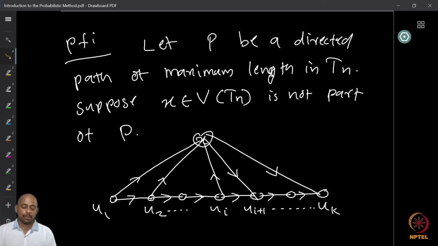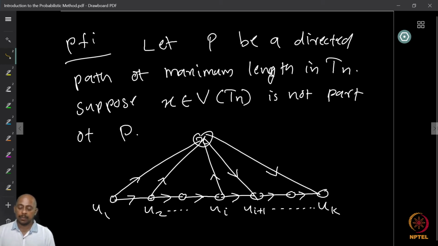But now, the edge direction cannot be from X to U1, because if X to U1 is an edge, with X outside the path, then X, U1, U2, etc. to UK is a longer path. But we started with the maximum length path. So therefore, the orientation is from U1 to X.